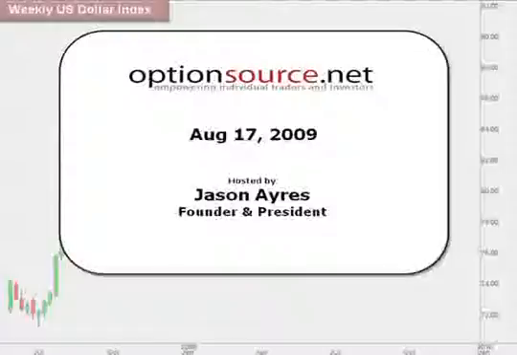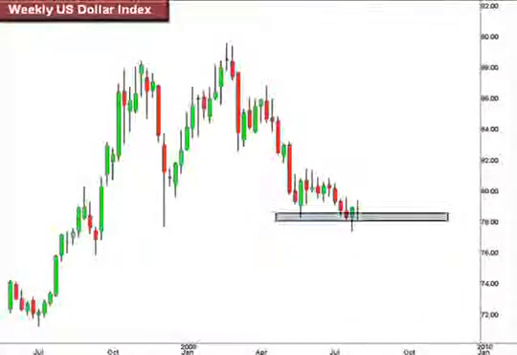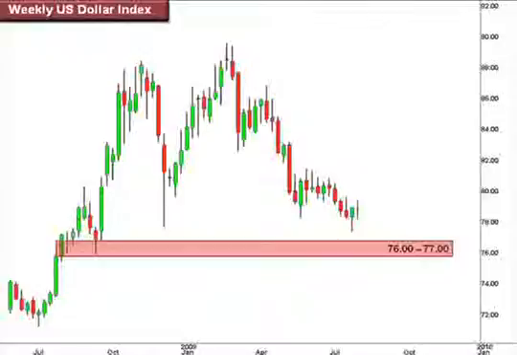As always, we're going to take a minute to look at our U.S. dollar index on a weekly basis. As you can see here, the U.S. dollar is still flirting with the 78 support level on our weekly chart, and a breakthrough is likely to settle at that 76-77 focal zone.